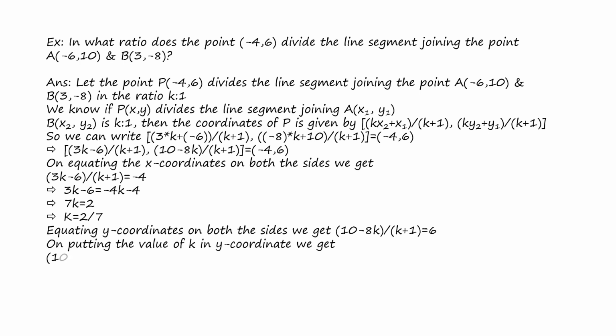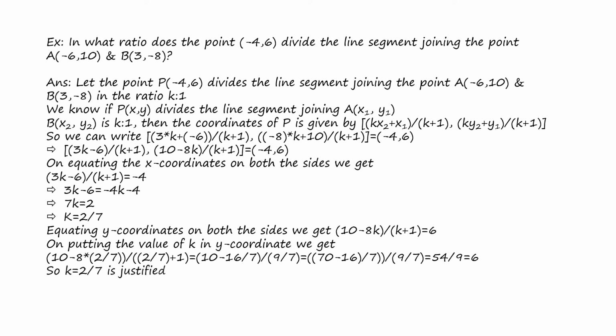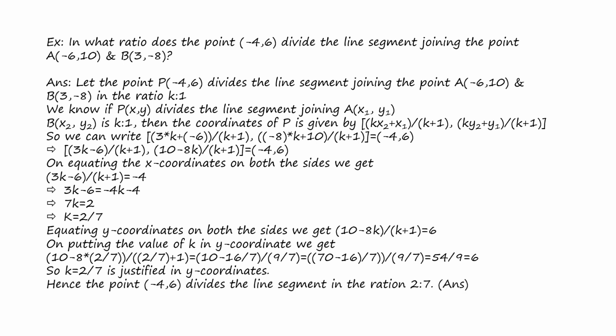In the y coordinate, we get 10 minus 8 into 2 by 7 divided by 2 by 7 plus 1, or 10 minus 16 by 7 whole divided by 9 by 7, or (70 minus 16) by 7 divided by 9 by 7, which is nothing but 54 by 9, which is equal to 6. So k equals 2 by 7 justifies the y coordinate. Hence, the point (-4, 6) divides the line segment in the ratio 2 is to 7.